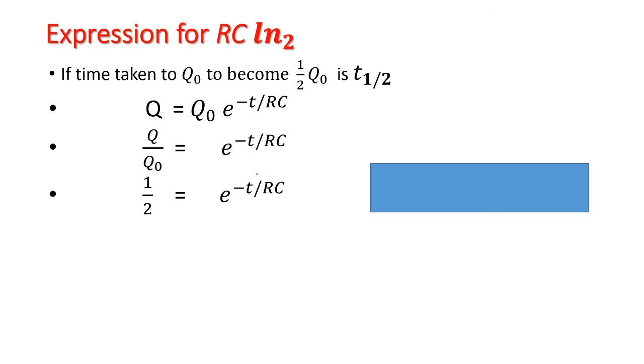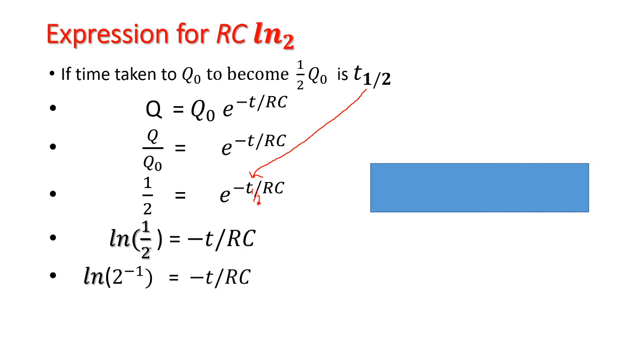Here I have not put T half, but from here onwards it's T half, right? It became complicated, but actually it is T half there. Then I can take ln on both sides, so ln half equals minus T over RC. Then I can write this here, the power minus 1, and the minus signs cancel. Then we get, by cross multiplying, RC ln 2 equals T half.